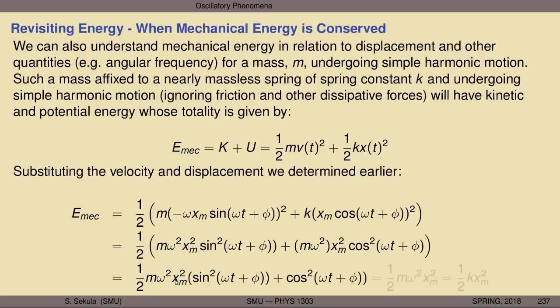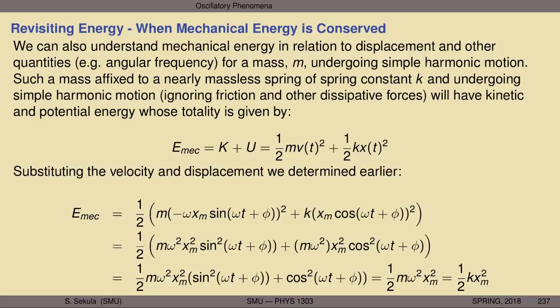I have 1/2 m omega squared xm squared all out in front, and then I have the sum of sine squared and cosine squared of the same argument. Well, remember your trigonometry. Sine of x squared plus cosine of x squared is 1, always. I have sine of omega t plus phi all squared, cosine of omega t plus phi all squared, same argument, sine squared plus cosine squared, the sum of these is 1. And I find that the mechanical energy of this system is entirely defined by 1/2 m omega squared xm squared, the maximum displacement that the system can ever have. And that's just 1/2 times the spring constant times that maximum displacement squared.